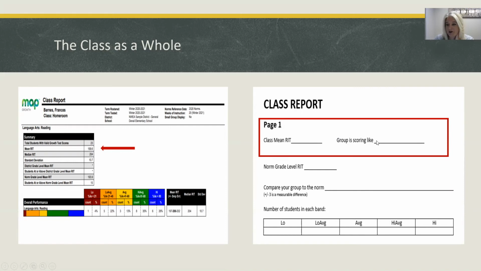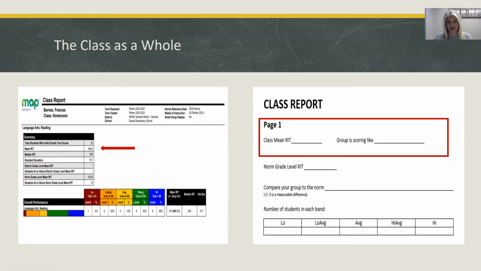I'm going to go back to my reading chart. I'm going to find the number that is closest to 199.6. And I find that this group is scoring like mid-year 4th grade. Now that's really good news, because this is a 3rd grade classroom. This was the winter assessment for 3rd grade. They're scoring like mid-year 4th grade.